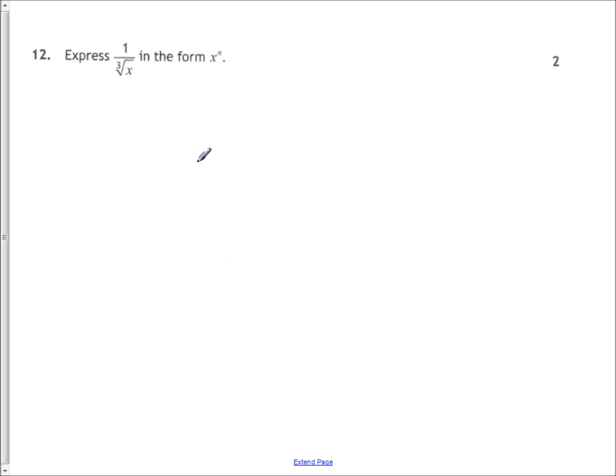If you know your indices rules, this should not be a major problem. You know that the cube root of x is x to the power of 1/3. So you've got your base and power on the bottom. All you have to do is take that base and power, move it upstairs. As you do that, the power is going to change, so you end up with x to the power of negative 1/3. Anybody who knows indices rules will have that question done in 20 seconds.